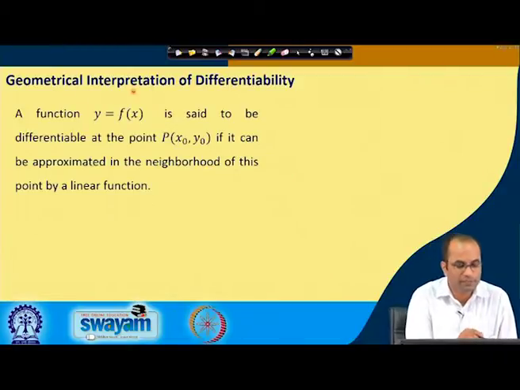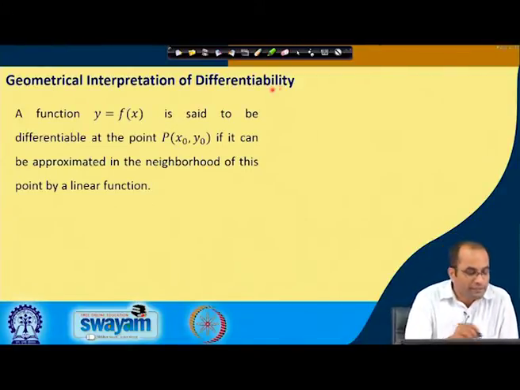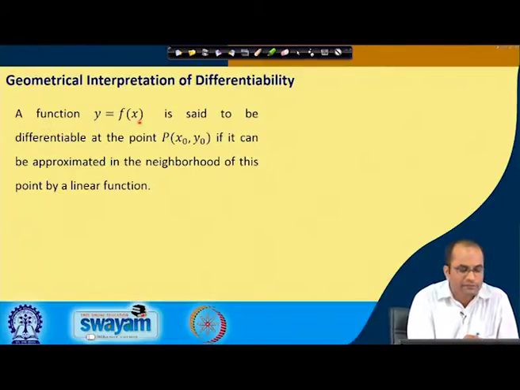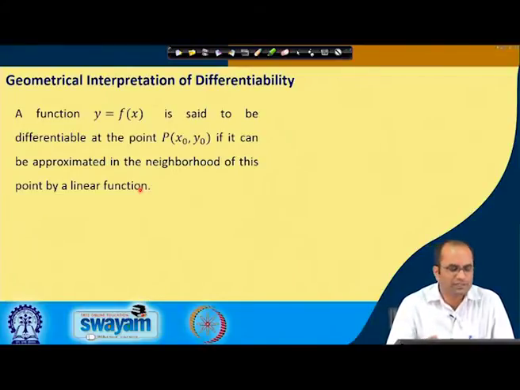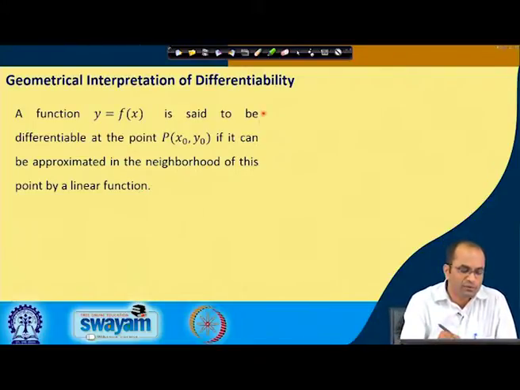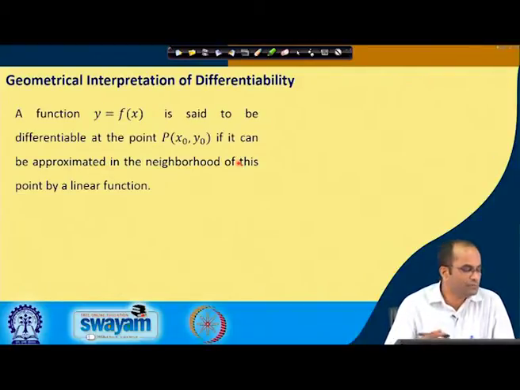Now we have the geometrical interpretation for the differentiability. Again, we have just rewritten that definition. So, a function y is equal to f x is said to be differentiable at the point x naught, y naught, if it can be approximated in the neighborhood of this point by a linear function. So, this is another interpretation of the differentiability we have written earlier in terms of that linear expression and epsilon delta x. So, here also we have another interpretation that this function is said to be differentiable if it can be approximated in the neighborhood of this point by the linear function.